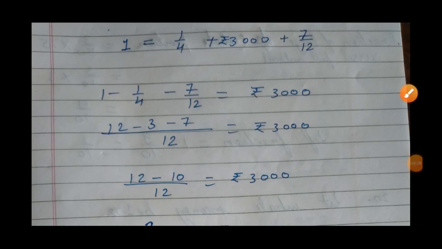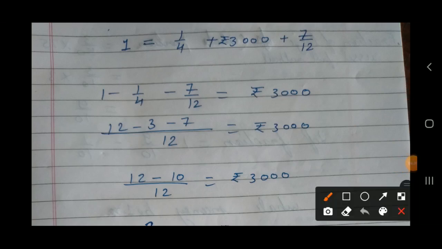Now according to the problem we will put all the values. Yes, the whole salary is 1, and this is the deposited fraction, this is the spent money, and this is the fraction of left money. If we add all these things together, it will be equal to the whole money.